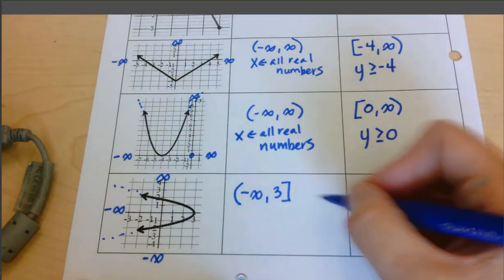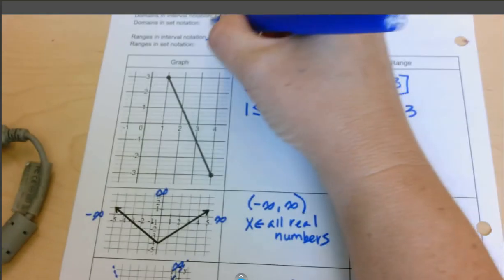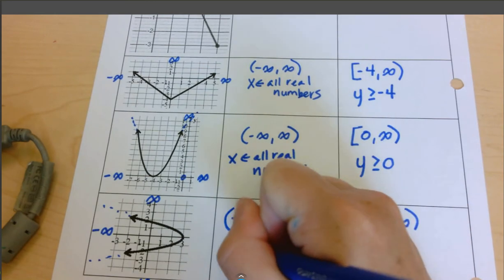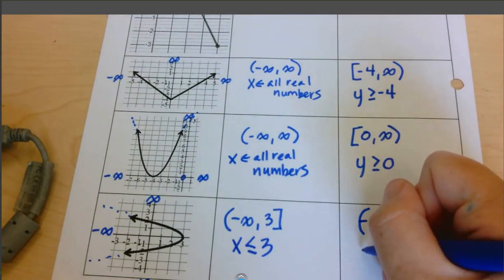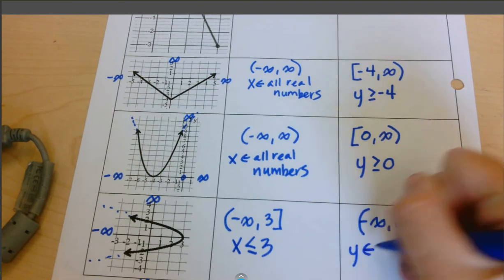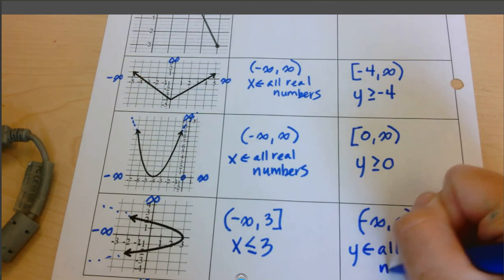And then of course I need to match these. So this one is going to match with x's less than or equal to 3. And this one is going to match with all real numbers. Y is an element of all real numbers.